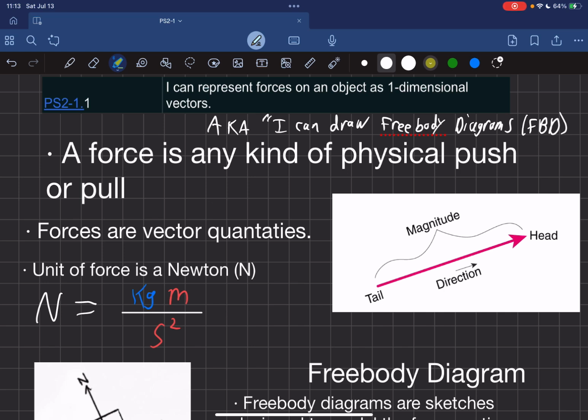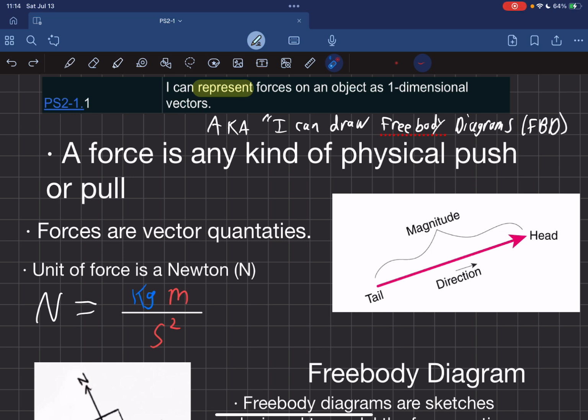Okay, the first learning objective in PS2-1, which is all about forces, is that I can represent forces on an object as one-dimensional vectors. So the basic idea is that you can represent them, which for our case is going to be drawing the forces. So another way of looking at this is I can draw free body diagrams. This is a very specific skill in physics called free body diagrams, and that's what we're going to be focusing on. First off, before we start, we need to understand what a force is.